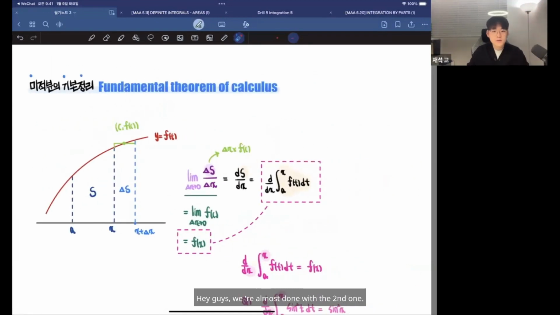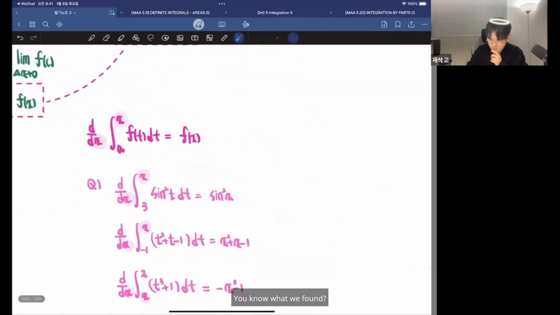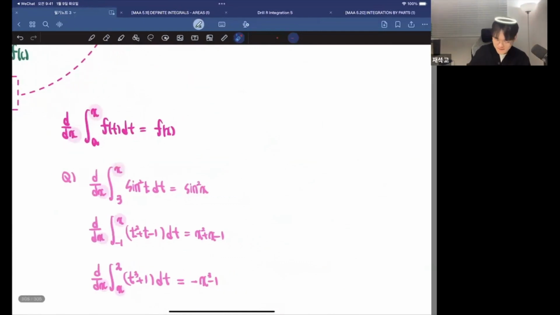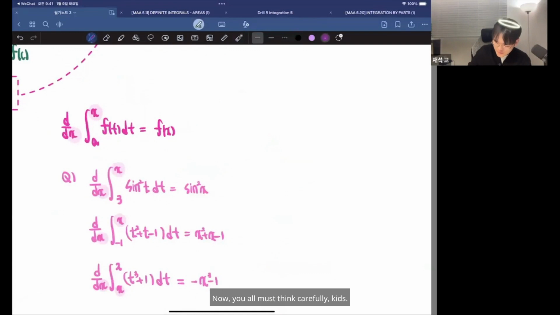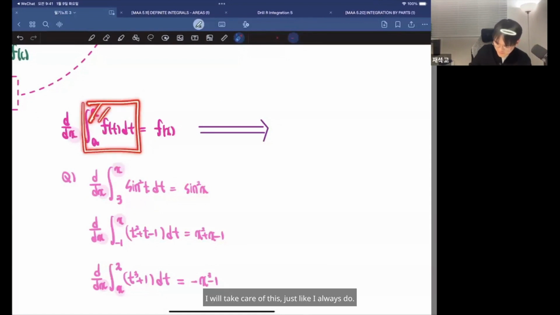Hey guys, we're almost done with the second one. Once we finish number one, we're pretty much done. Take a look. We figured this out. You know what we found? We just proved this, right? Now you all must think carefully, kids. Examine this again. I'll handle it, just like I always do. Please continue, don't hesitate. Keep going, don't stop.